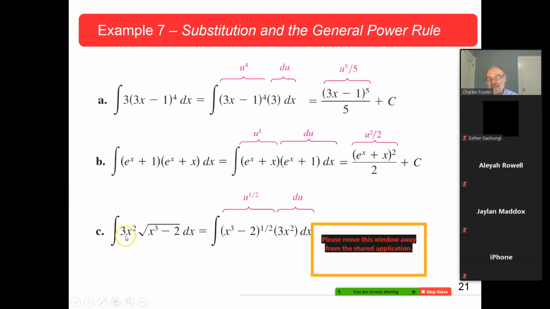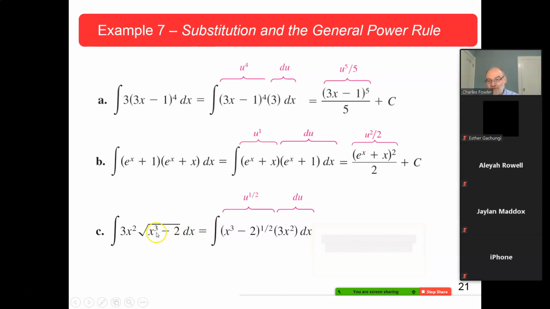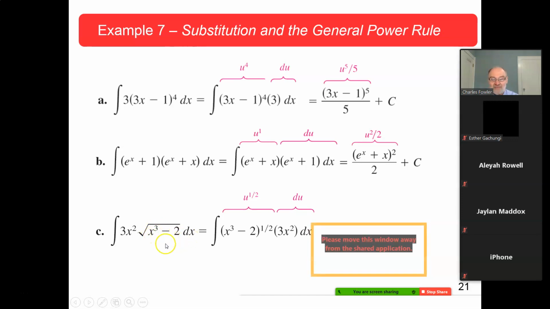The part I never like to have in there is the radical. That's the most complicated part of the problem. What's the innermost part of the radical? x cubed minus 2. Let u equal x cubed minus 2, and that's exactly what they do here without saying it. Then du would be what? If u is equal to x cubed minus 2, du would be 3x squared dx.